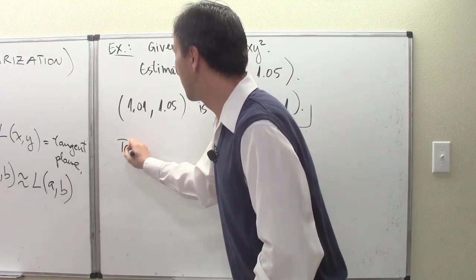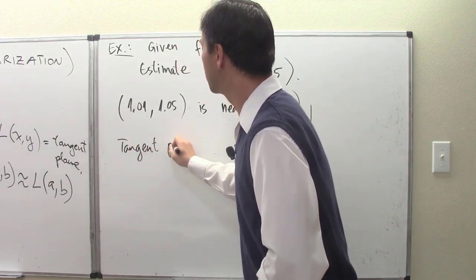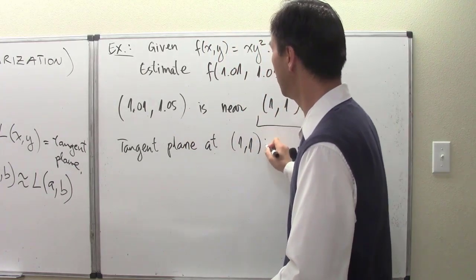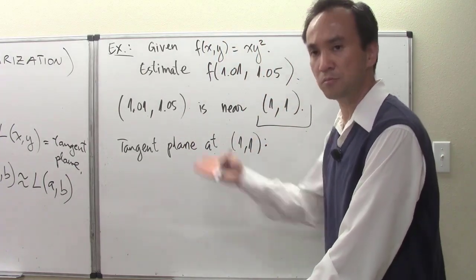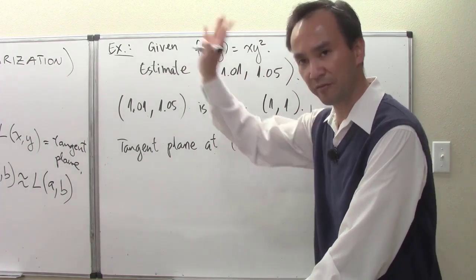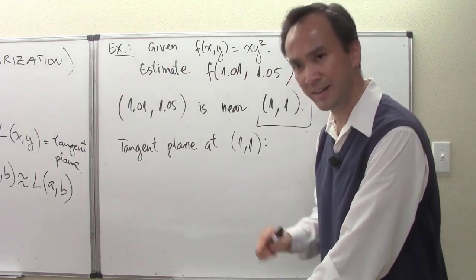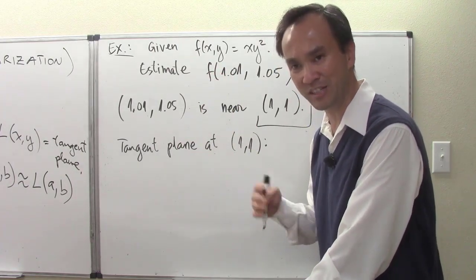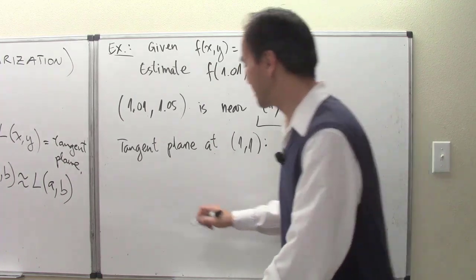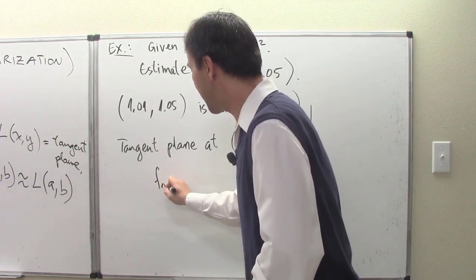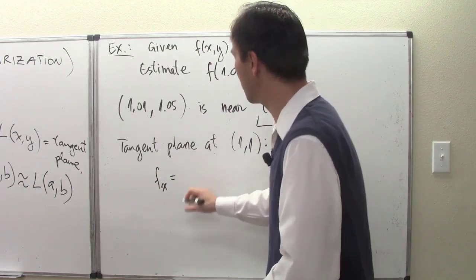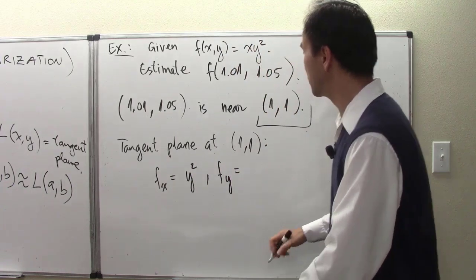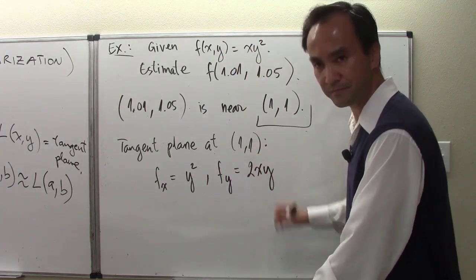So, tangent plane at 1, 1. Let's find that. Prior to this part of the lessons, we have learned how to find the equation of a tangent plane. And there was a reason I put down that final formula about the tangent plane, so that you can quickly find it. And so, yes, fx of the function is going to be y squared, and fy of the function is going to be 2xy.